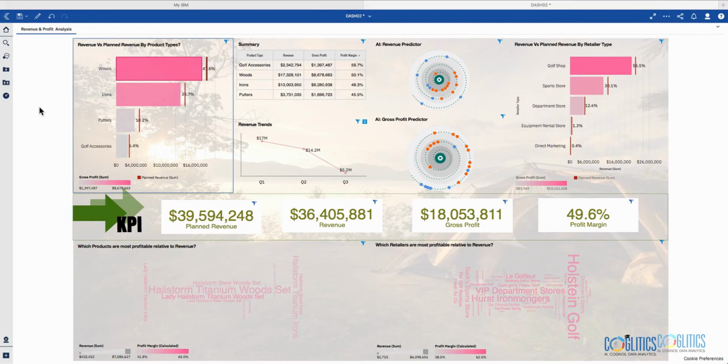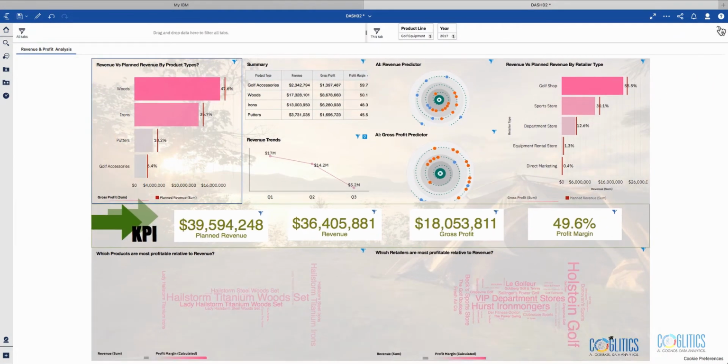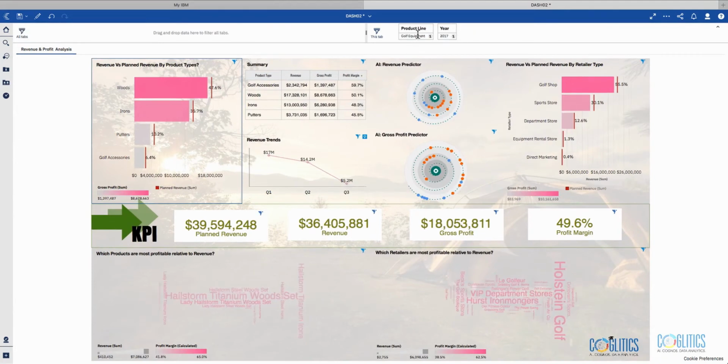Alright, so in this chapter we are going to be creating this dashboard, and you should have already downloaded the file, uploaded it, and created your data module, and you should be familiar with this data. At the moment I've filtered on golf equipment only, and the year is 2017. What this dashboard does is we are going to be looking at our revenue and our profit.